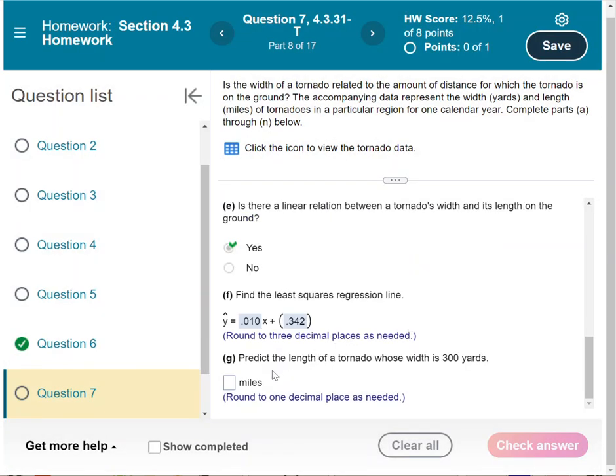Let's go ahead, predict the length of a tornado whose width is 300 yards. So this least squares regression line is our predictor. Gives us the predicted value. And so we're going to plug in 300 for x since that's a width. So let me go ahead and do that. So it's 0.010 times 300 plus 0.342.